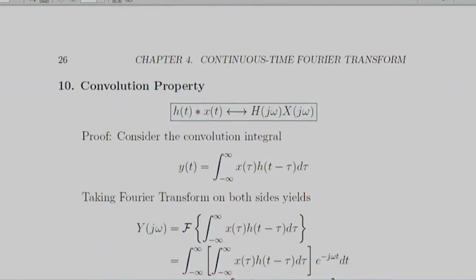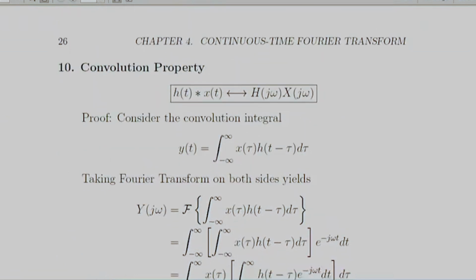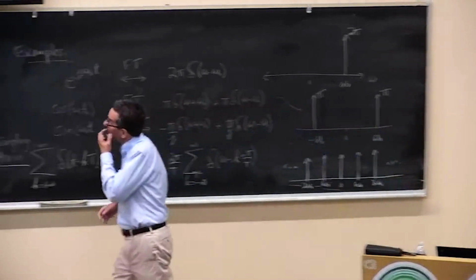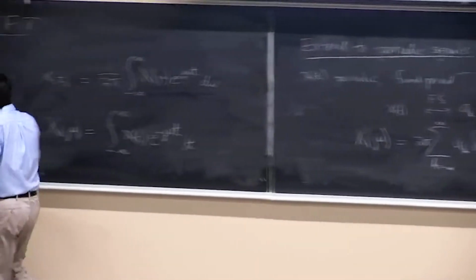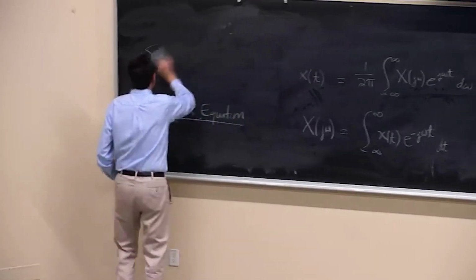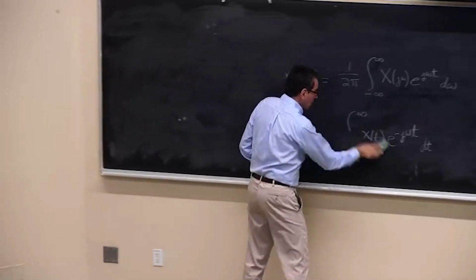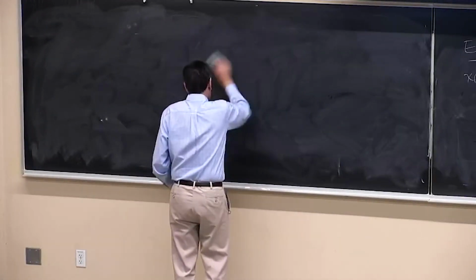Now I'm going to talk about two of the most important properties. The first one is the convolution property. So the convolution property tells us what happens when you convolve two signals and then take the transform of that. Now, why should that be important? Well, where do we see convolution happening a lot?